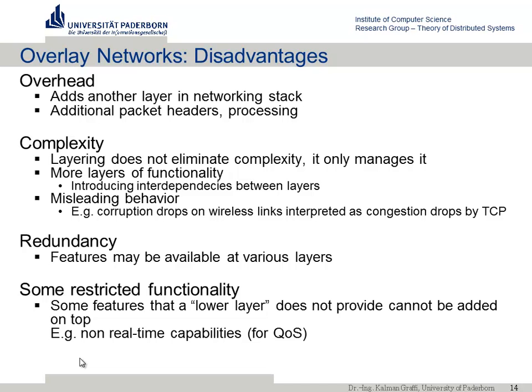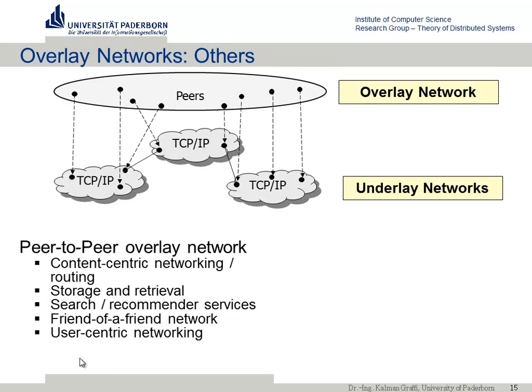Okay, and for some functionality there are also restrictions, so that if you didn't implement it at the lower layer, you cannot provide it at the upper layers. That's typically for quality of service requirements, like real-time capabilities, or if you have some boundaries on the bandwidth consumption. If you fail at the lower layers, then you cannot repair it. But typically this is also considered during the design.